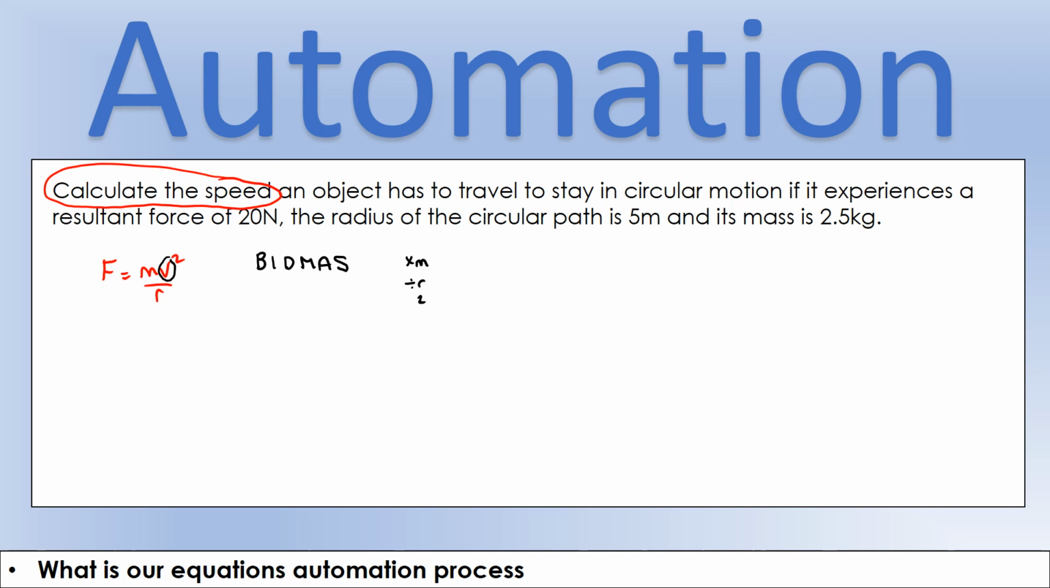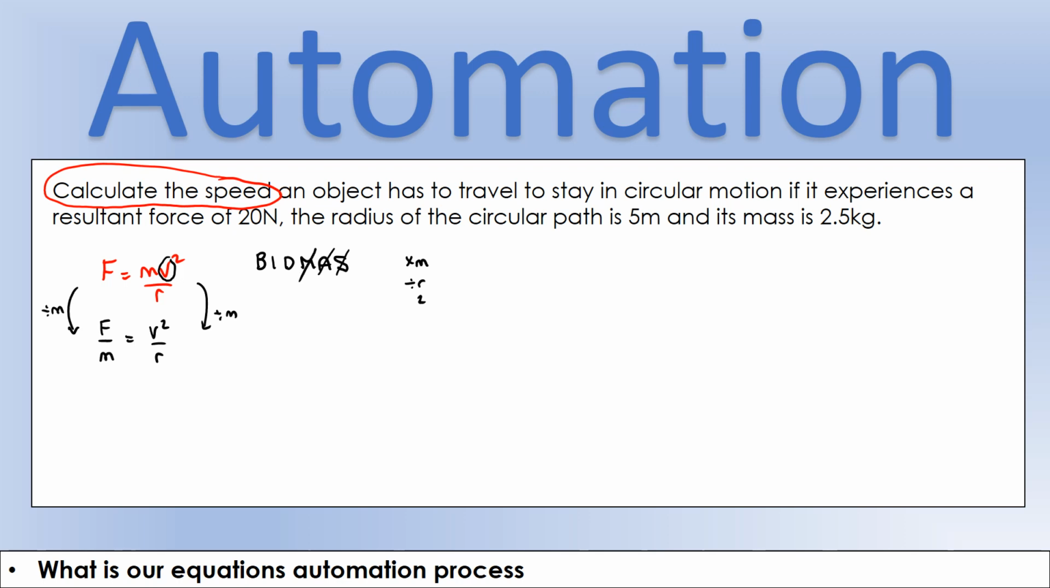So what I'm going to do is go, okay, is anything being subtracted? Nope. Is anything being added? No. Is anything being multiplied? Yes, it is. So what we're going to do is the opposite. It's being multiplied by m, so I'm going to divide both sides by m. So we get F over m is equal to v squared over r. Okay, so we've dealt with multiplication.